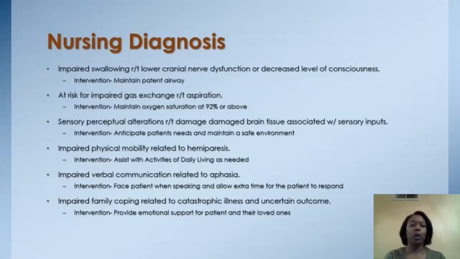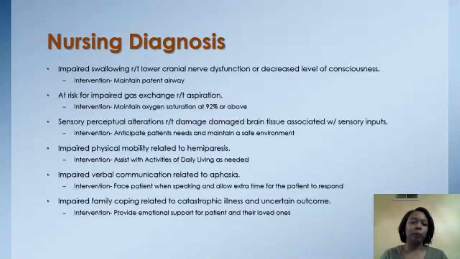So you want to make sure the patient has a proper oxygenation saturation, as well as make sure that they are managing their secretions, and if in fact they need to be suctioned, that we do have the proper equipment to handle that, that they are not eating anything until they are cleared to eat, and their diet is at the proper texture and their liquids are at the proper consistency as well. And risk for impaired gas exchange related to aspiration, which we already talked about, the oxygenation saturation being 92% or above.